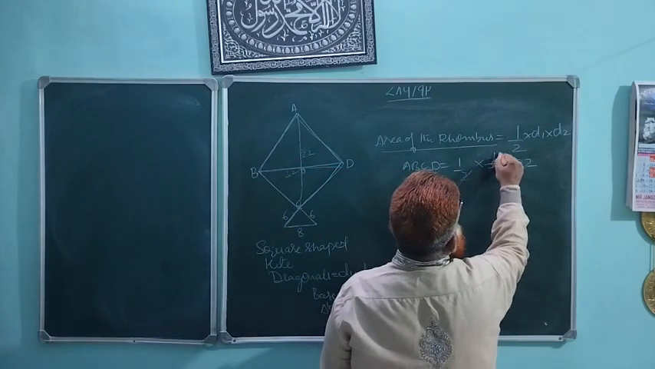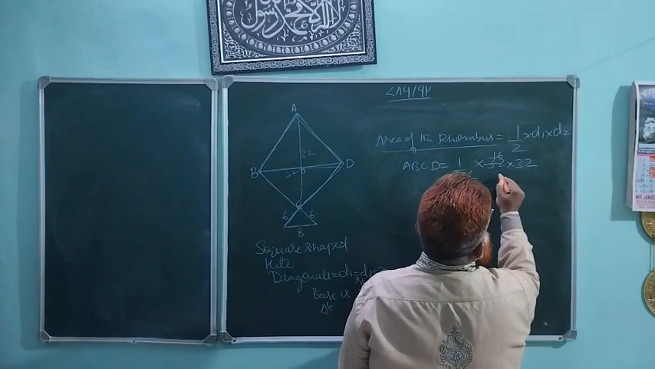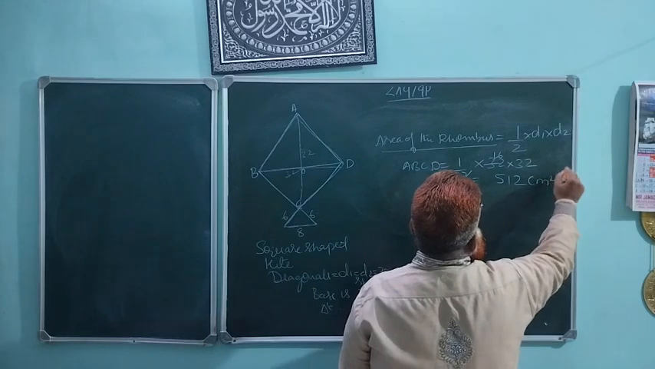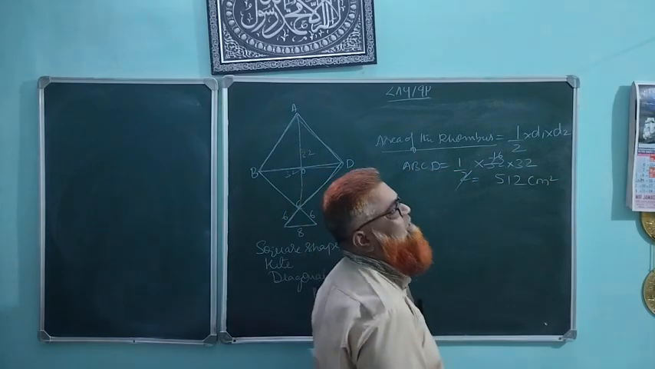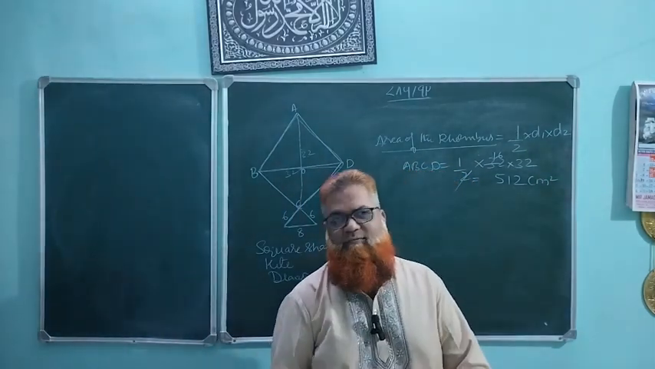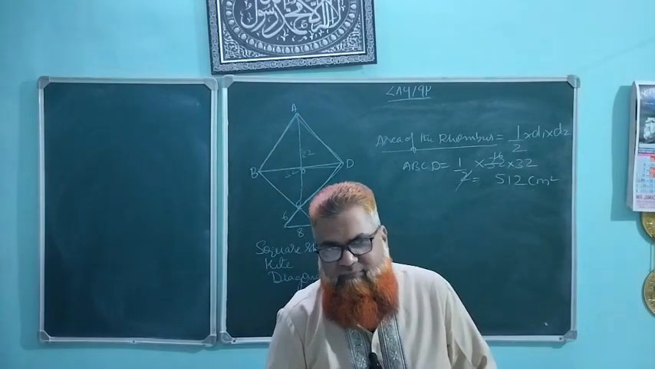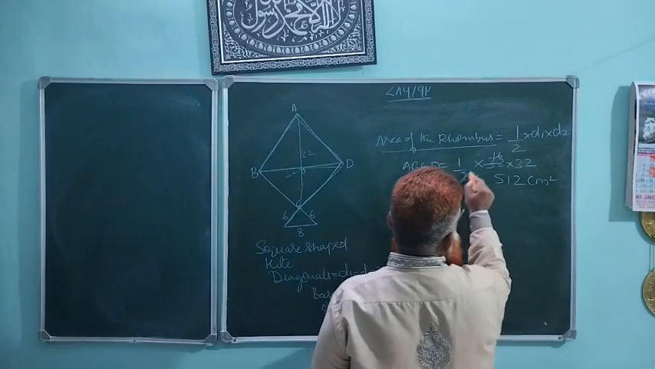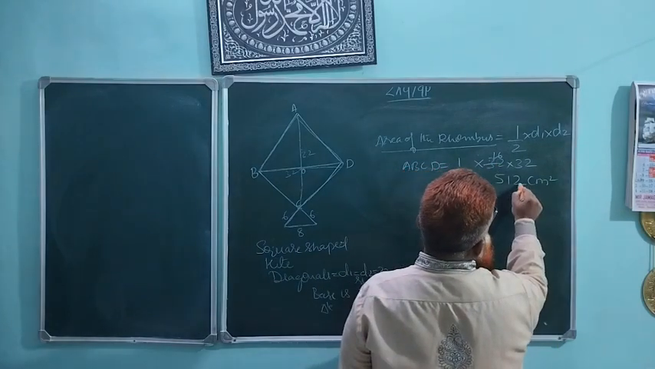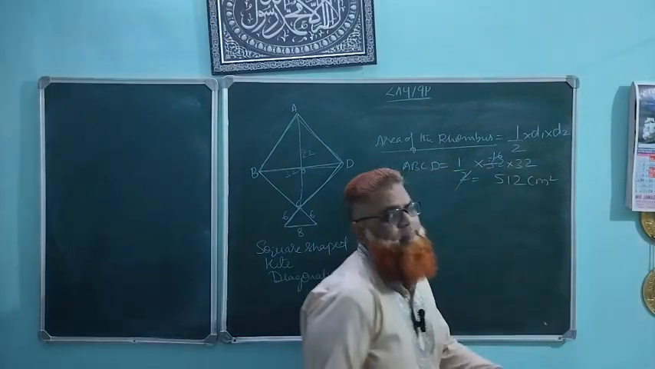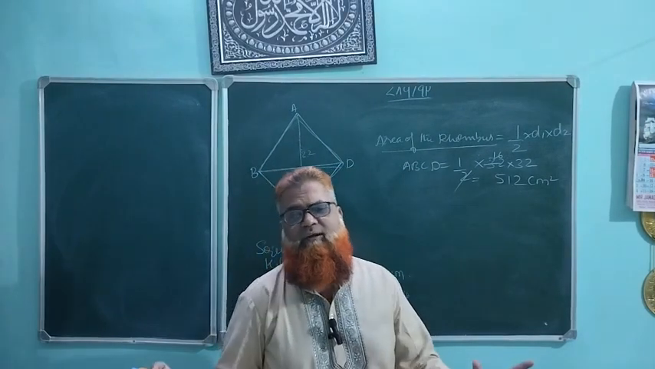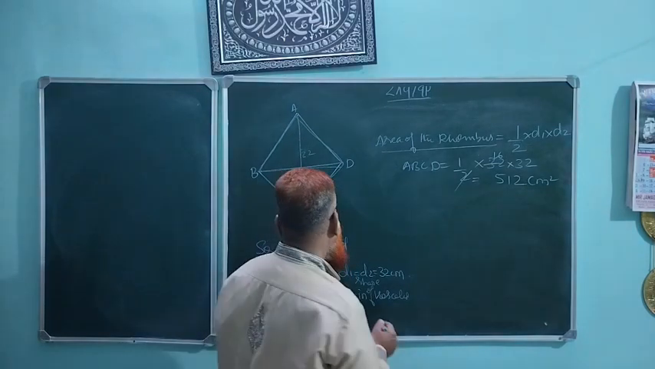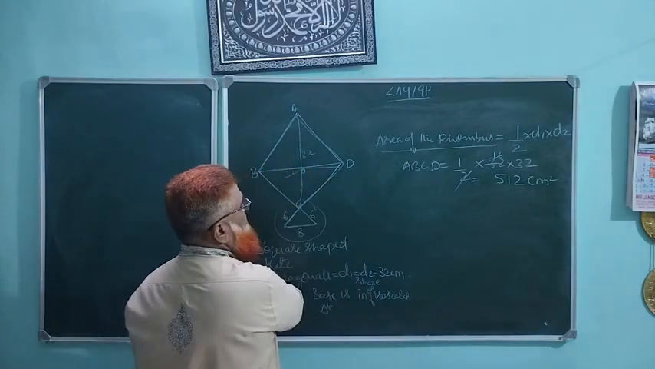Then 2 ones are 2, 16s, isn't it? So which is equal to 512 square centimeter. The area of the kite ABCD, which is in the shape of a square, is 512 square centimeter. How is it? 2 ones are 2, 16 twos are 32, 3 carry, 16 threes are 48 plus 3, 51, 512 square centimeter. Now we have to take this.